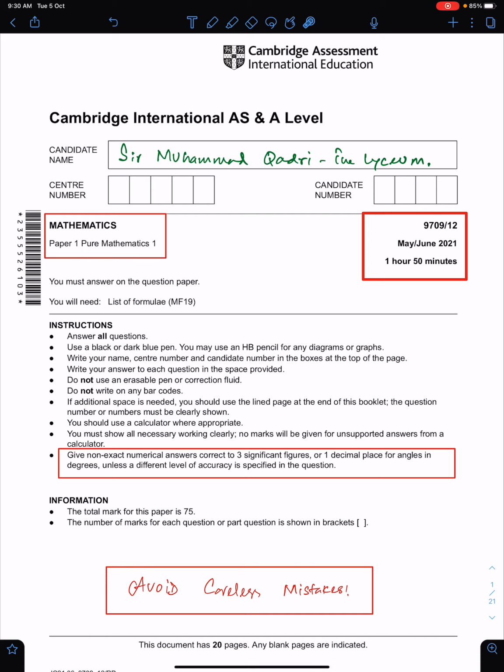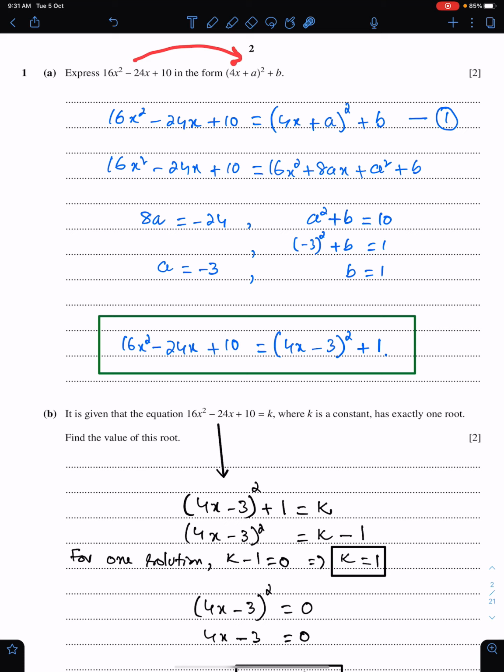Question number 1. Express 16x² − 24x + 10 in this completed the square form. To express this into this form, I always use the comparing the coefficients method, which is the best method. According to this method, we first need to equate these two like this. Number 2, we need to expand this. Number 3, we compare the coefficients of like powers of x on both sides.